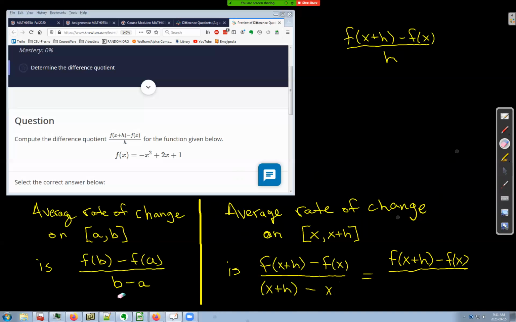They were just there for grouping purposes. But since nothing's being multiplied or divided, those parentheses don't really need to be there. And so then the x's can knock each other out, and you just have h. And hey, that right there is exactly the difference quotient. So that's the difference quotient right there.